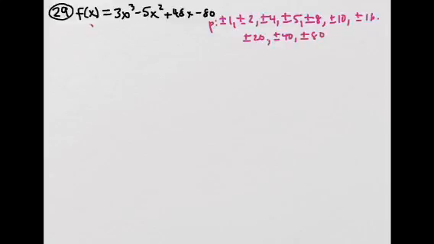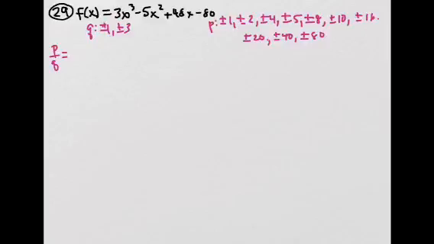And the Q values are the factors of 3. Plus minus 1, plus minus 3. So the P over Q's are going to be all of these numbers over these numbers. Okay, so you're going to have plus and minus fractions. 1 over 1, 1 over 3, 2 over 1, 2 over 3, and so forth.